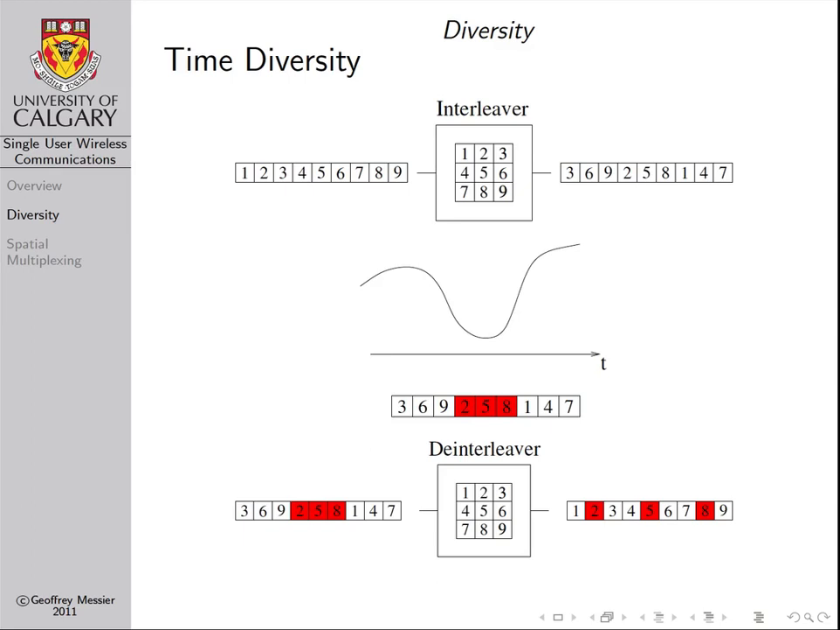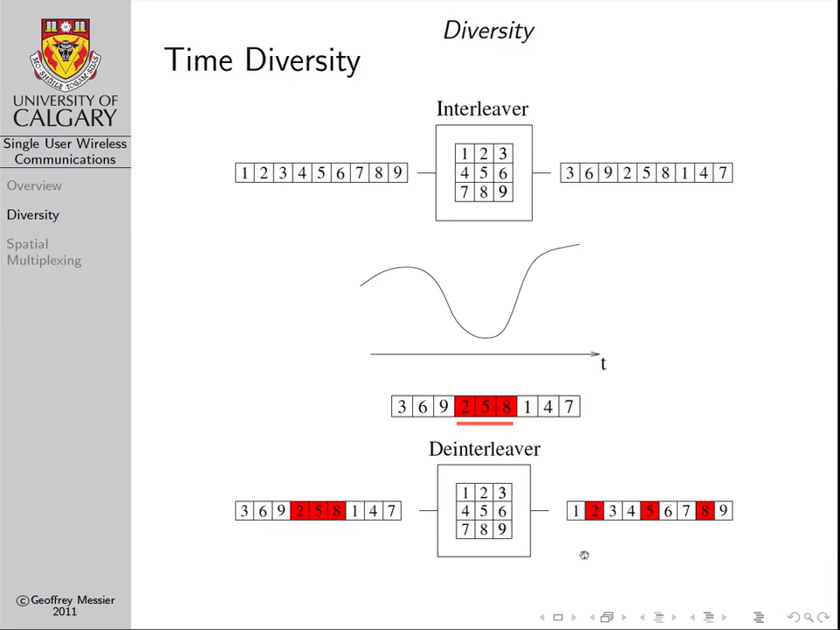The second important thing that's happened is that the bits that experienced similar or common channel conditions have been scattered throughout the frame. And so the middle group of 3 bits that experienced poor channel conditions are now scattered throughout the frame. So we have bit 2, then we have 2 good bits, then we have bit 5, then we have another couple good bits, and then we have bit 8.